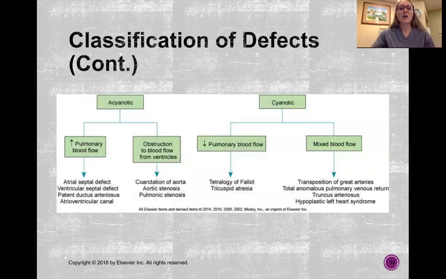So here's how they fall in together with those acyanotic and cyanotic blood flows. Okay, sorry about that. Live recording doesn't always come without interruptions, but we were talking about acyanotic and cyanotic and the better terms to be utilized. So for acyanotic, we're looking at the increase in pulmonary blood flow and obstruction to blood flow from the ventricles. And for the cyanotic, we're looking for a decrease in pulmonary blood flow or the mixed blood flow problems.